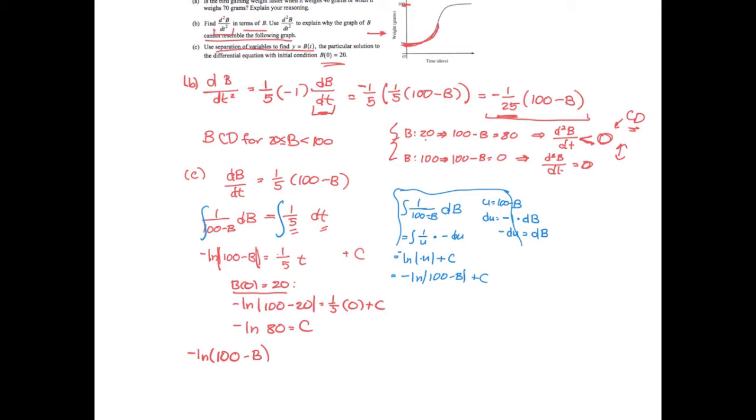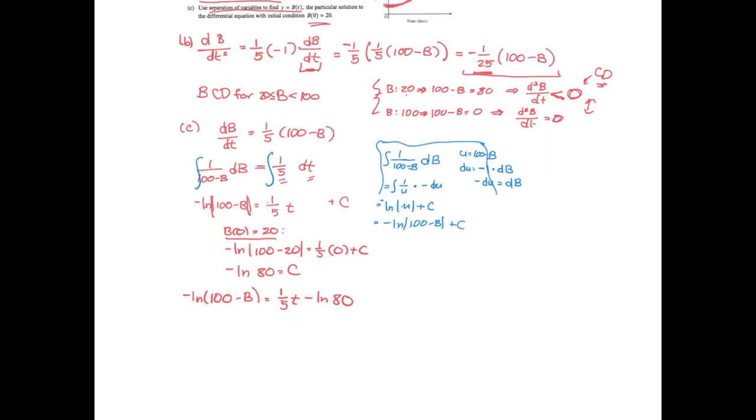I'm going to take the absolute value away because all those numbers are positive on the interval from 20 to 100 when b is 20 to 100. That equals 1/5 t plus c, which is negative ln 80. Let's go ahead and get rid of this negative there. Let's divide both sides by negative 1. So ln(100 minus b) equals negative 1/5 t plus ln 80.